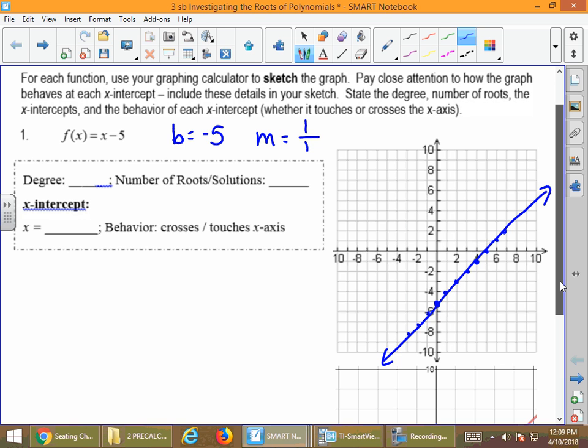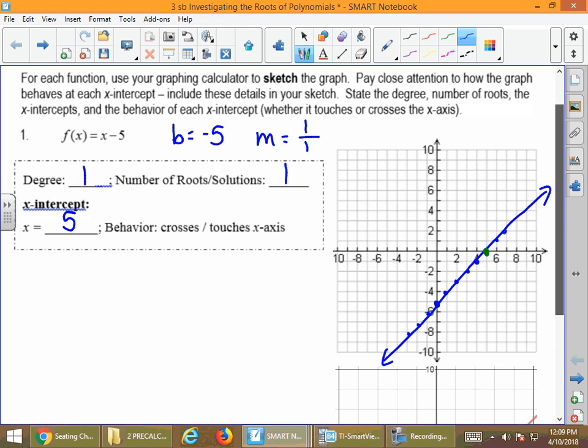But here's our graph. In this particular problem, f of x equals x minus 5 has degree of 1. The reason it has degree 1 is because the exponent on the x is 1. And what we see in the picture, because the next part says the number of roots or solutions, well, here's our root or our solution, which is also known as an x-intercept. We have one root or solution. And it happens to be here at 1, 2, 3, 4, 5.